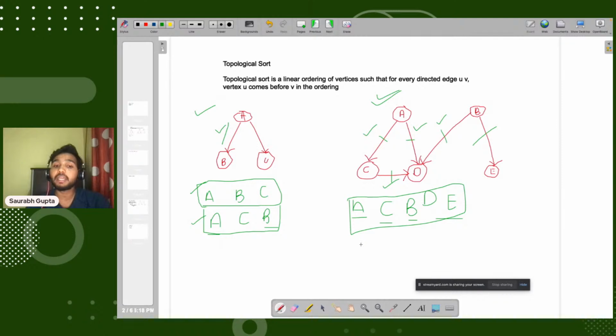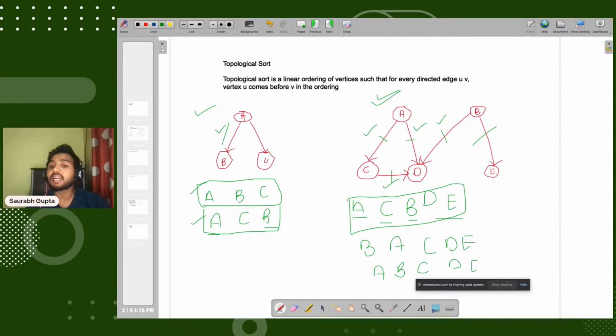One could be B, A, C, D, E. This is also one possible topological sort. Another possible topological sort could be A, B, C, D, E.